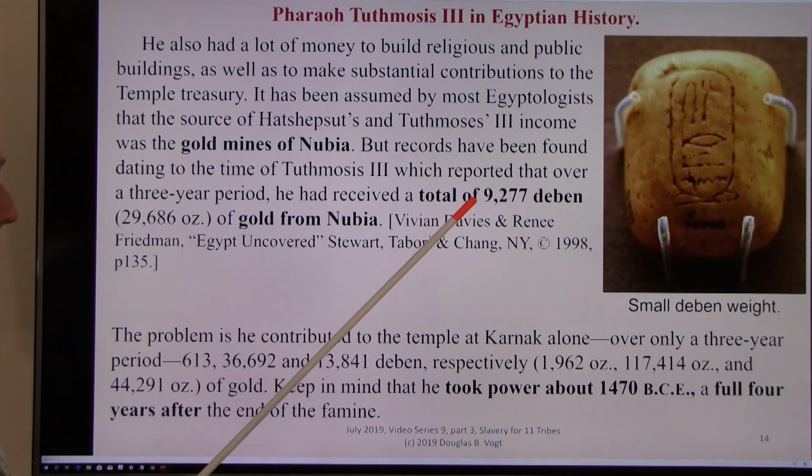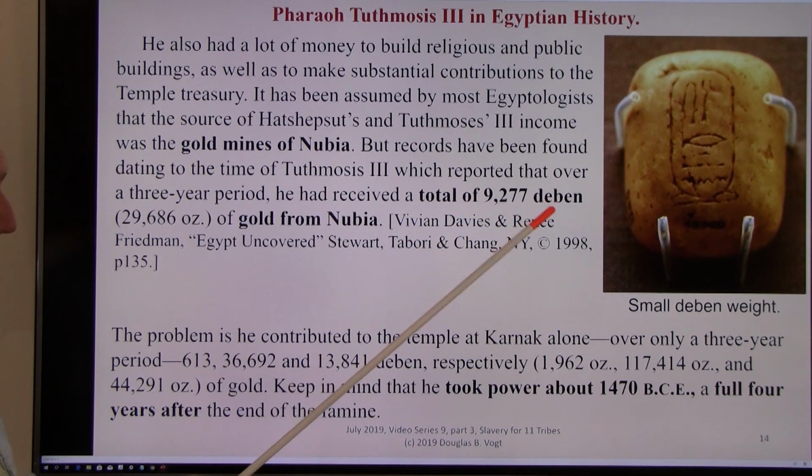And the record says they got 9,277 debens of these little weights. That's about 29,600 ounces of gold. There's the reference for it.